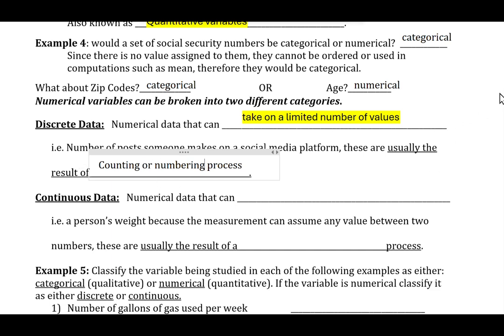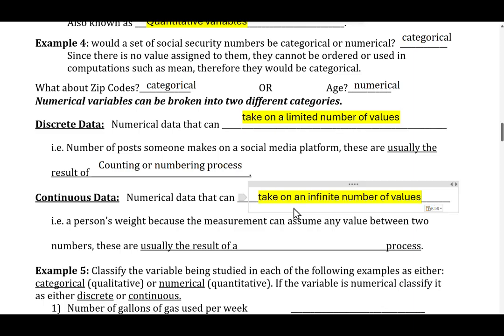Continuous data is numerical data that can take on an infinite number of possible values. An example would be a person's weight, because the measurement can assume any value between two numbers. These are usually the result of a measurement process.